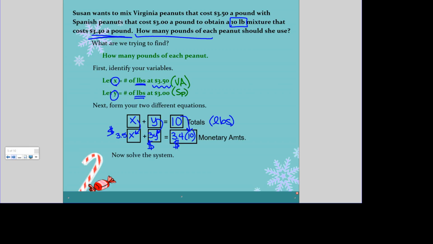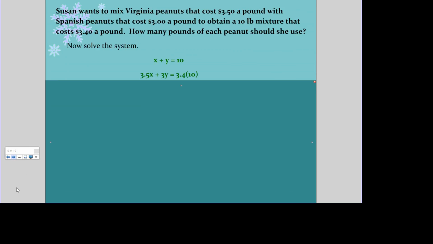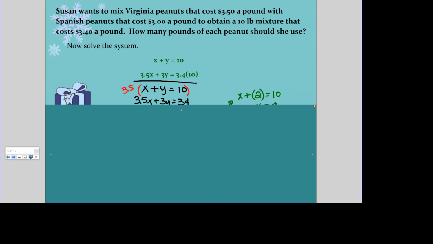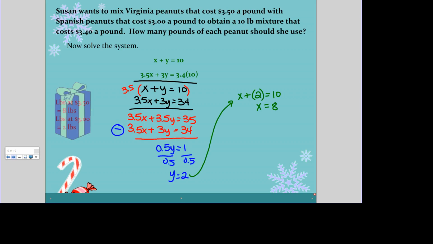We can now solve our system, so like we did with the last one, take a moment, solve for x and y, and state your answer with units. When you're ready to check it, click play after pausing. All right, so you have solved your system and hopefully found 8 pounds of the $3.50 Virginia peanuts and 2 pounds of the $3 per pound Spanish peanuts. Okay.